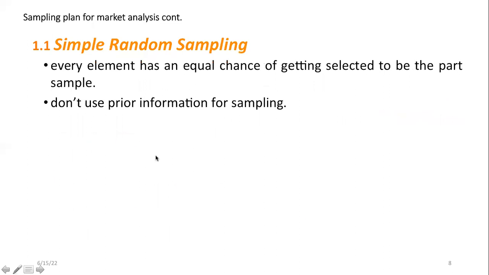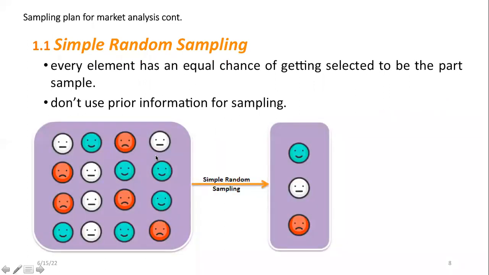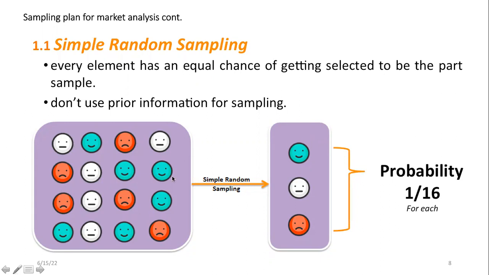So the first one, simple random sampling method, right? Every element has an equal chance of getting selected. We don't use prior information. As an example, here you can see around 20 data points. There are 3 colors. So selecting one sample, the probability is 1/60, right? The probability of selecting one object out of sixteen objects is 1/16, right? We call it simple random sampling.